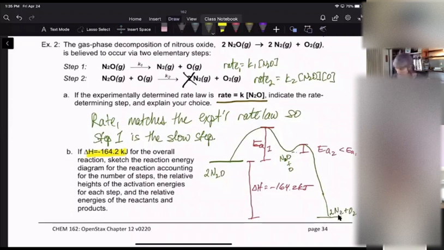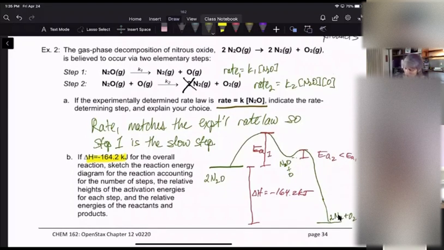What would be the difference then? If we add these together, then we would have 2 N2O plus O. Oh, but these are going to cancel. It goes to N2 plus N2 plus O2. So that matches our original equation. It's just a typo that there was a 2 there. So there is a 2 in the original equation, but there's not a 2 in step 2.